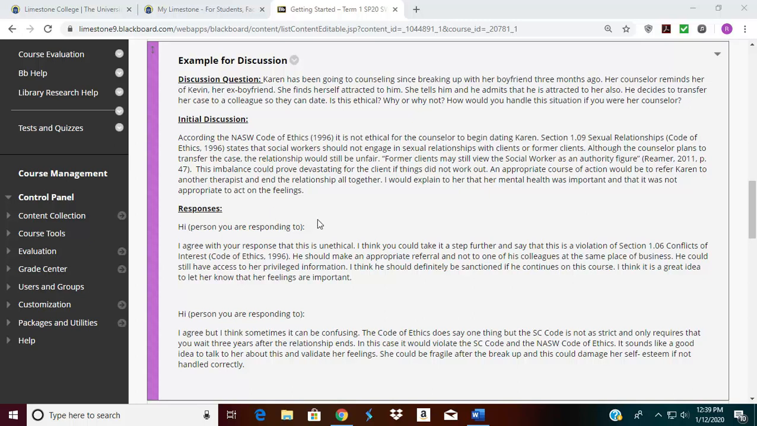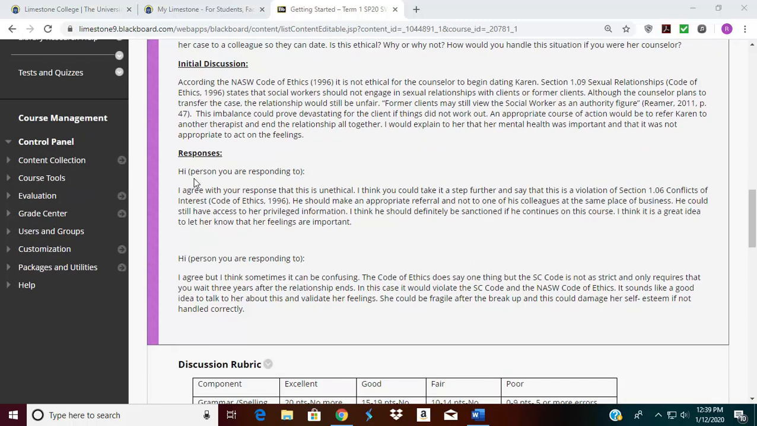Now let's look at this person's response to another person. So this person said hi, and you're going to name the person you're responding to, because I need to know exactly who you're responding to. So if I have to provide you with feedback, I can tell you exactly who I'm talking about in your post. This person said, I agree with your response that this is unethical.